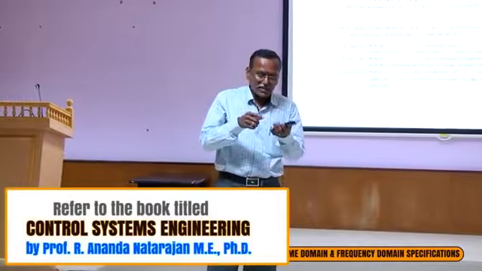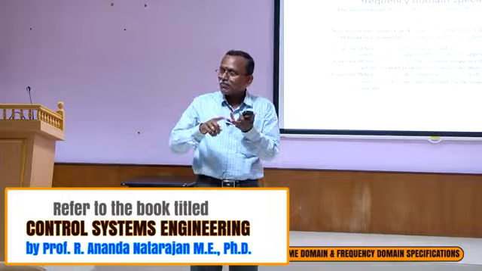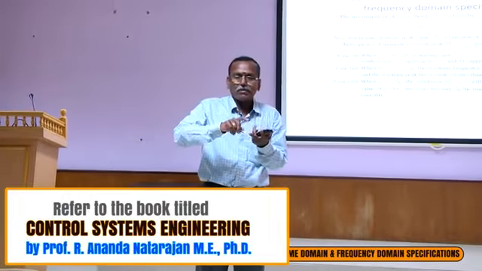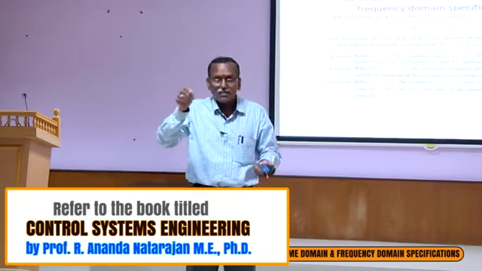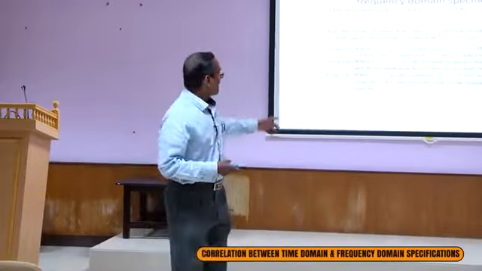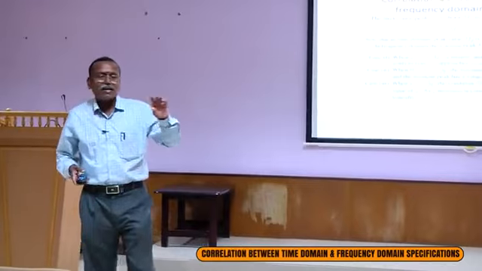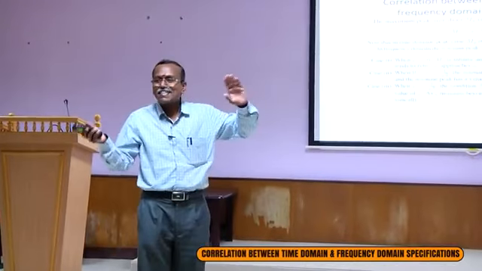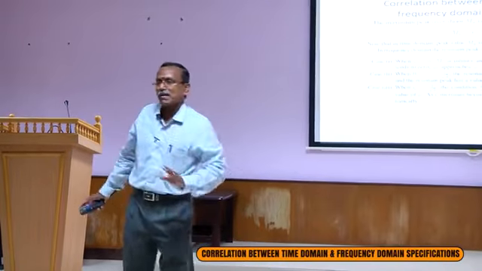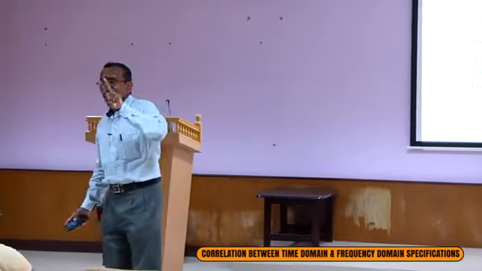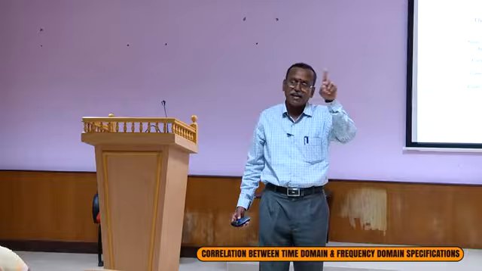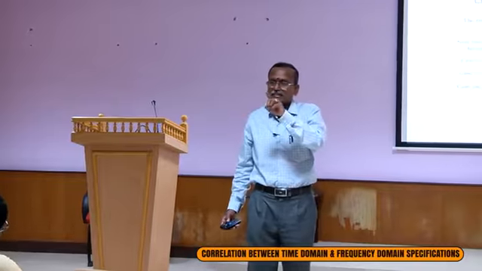If you see the formula for overshoot, the formula for settling time, the formula for rise time, everything is a function of zeta only. So time domain parameters mean zeta only. But here in the frequency domain, Mr is a function of zeta. That's why there is a correlation between time domain parameters and frequency domain parameters. That is the message. That's why we derived two relations: one between zeta and Mr, another between zeta and omega r.